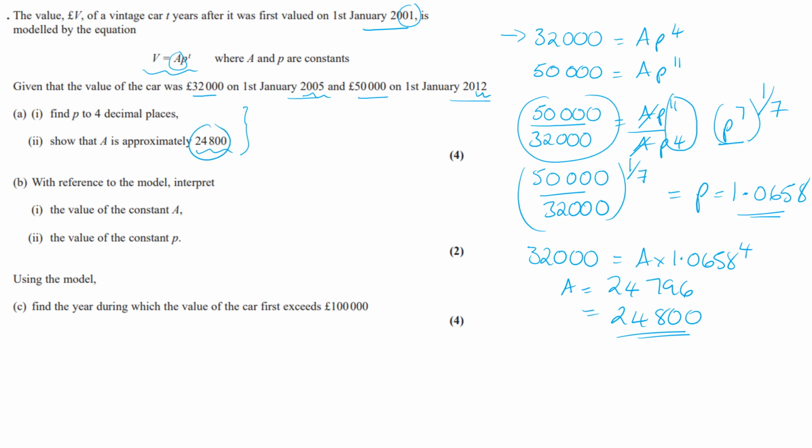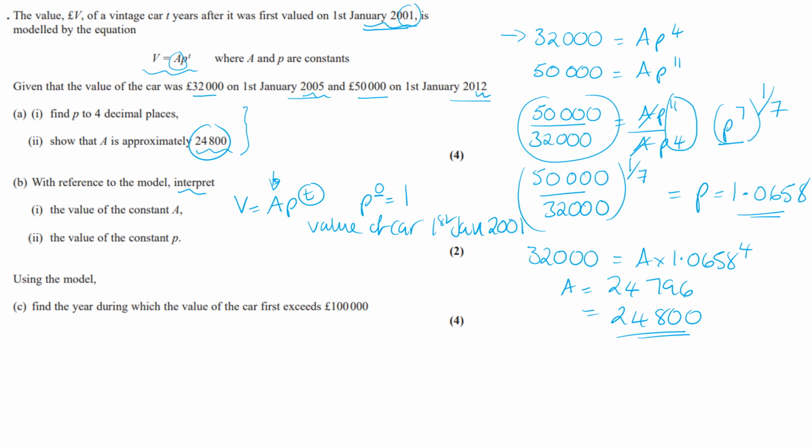Now part B, with reference to the model, interpret a. Well, a on the front, when t is equal to 0, so we've got V is equal to a p to the t. If t is equal to 0, then p to the 0 will equal 1. So at time 0, which is on the 1st of January 2001, it's telling us that the value of the car was just going to be a. So the constant a is the value of the car on the 1st of Jan 2001.